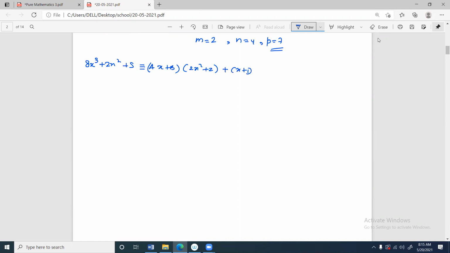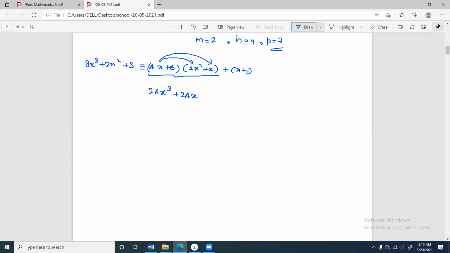There is no division or anything over here. Anyway, we have to show this expression. For that, we use the equating coefficient method. Initially, I will expand this bracket. Look at this. You have to do this very carefully. ax into 2x squared would be 2ax cubed. Then ax into 2 is 2ax.